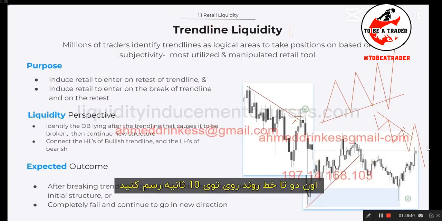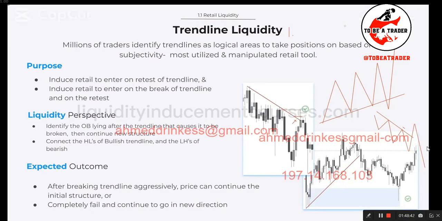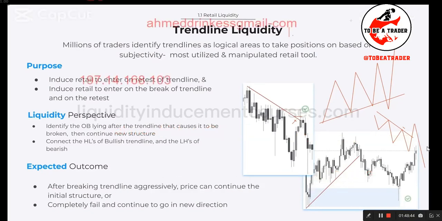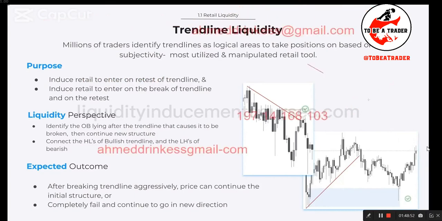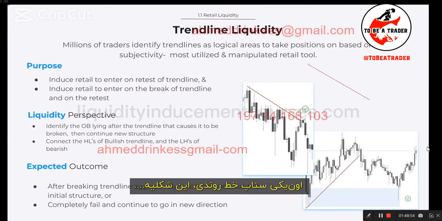In 10 more seconds, draw those two trend lines. I'm going to draw the other setup. We get right to it. 5, 4, 3, 2, 1. Great. The other trend line setup is this.